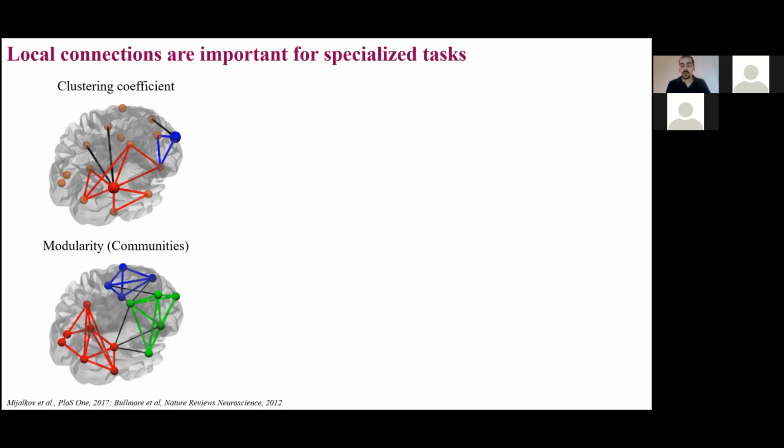Now, in order to apply this to the brain networks, it has been shown here that local connections, having a high amount of local connections, is very important for specialized tasks. This is because anatomically, brain regions are assumed to be very near to regions that are going to perform this specialized task together, and therefore they would have a lot of connections between each other. So specialized brain regions have been associated with a higher clustering coefficient.